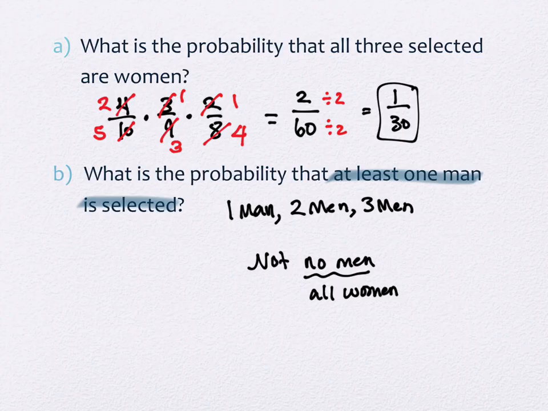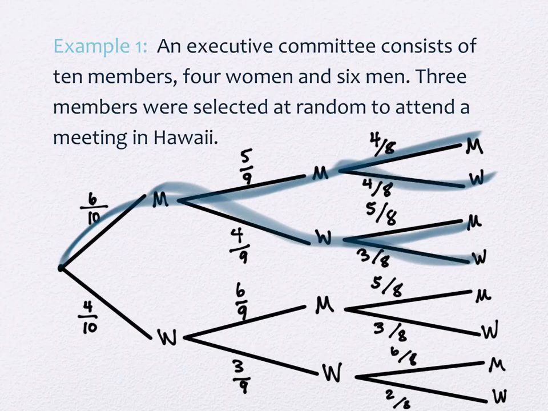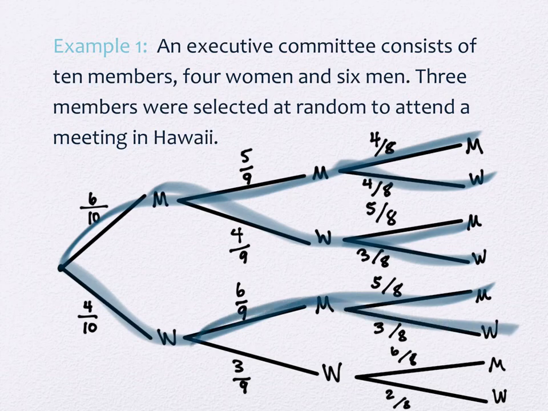Let me show you why it matters. If you go back to this diagram and you want to find all the ways that you can have at least 1 man, let's just start highlighting them. Well, here's at least 1 man, and here's 1, and here's 1, and here's 1, and here's 1, and here's 1, and here's 1. All of those branches have at least 1 man on them. And if you wanted to find this probability directly, you'd have to multiply all 7 of those out and then add them together. Doable? Sure. Worth your time?